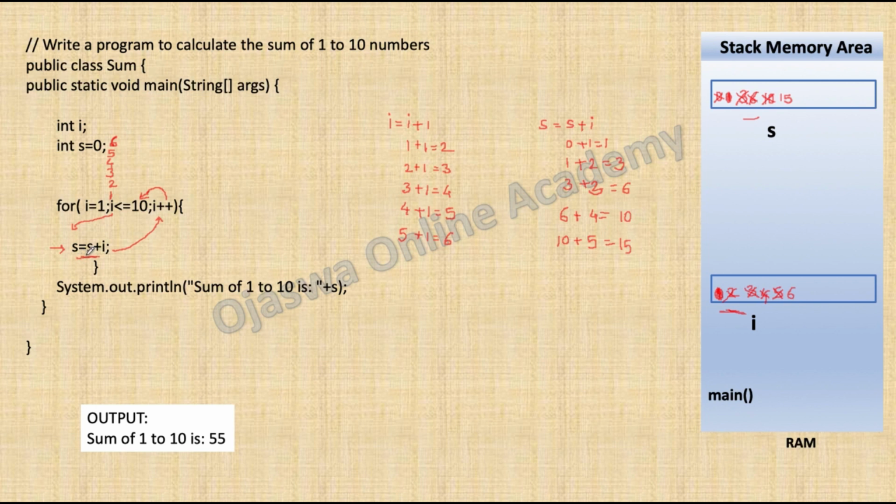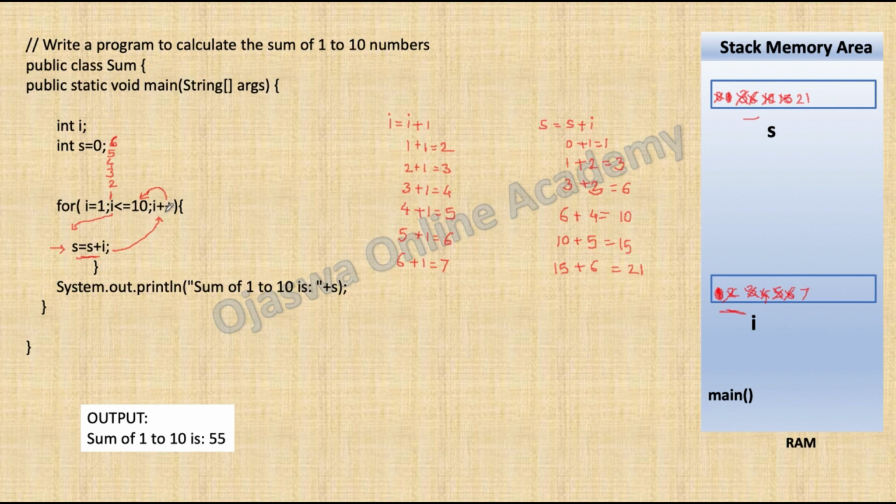Statement is executed. s equal to s plus I. Value of s is 15 plus value of I is 6, which is equal to 21. Now the updated value of s is 21. Hence 15 is replaced with 21. After this statement is executed, control goes to I++. So I equal to I plus 1 is executed. Value of I is 6 plus 1 equal to 7. 6 is replaced with 7. Now the updated value of I is 7.